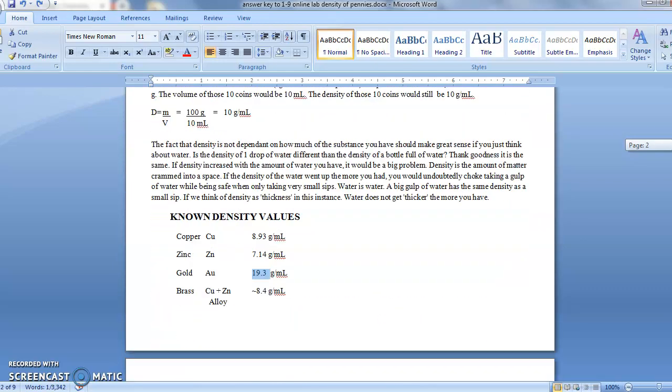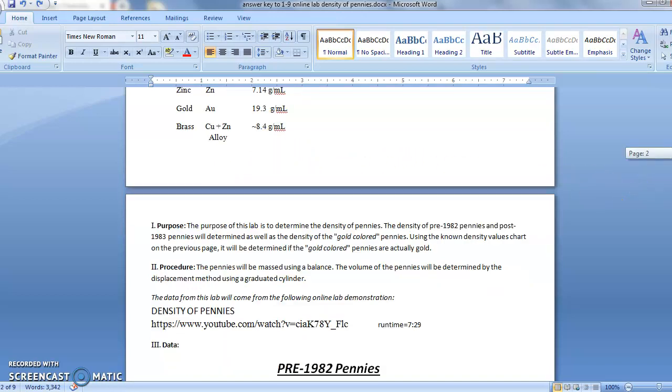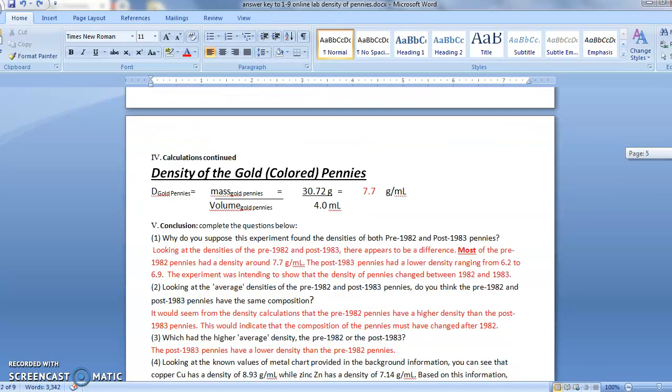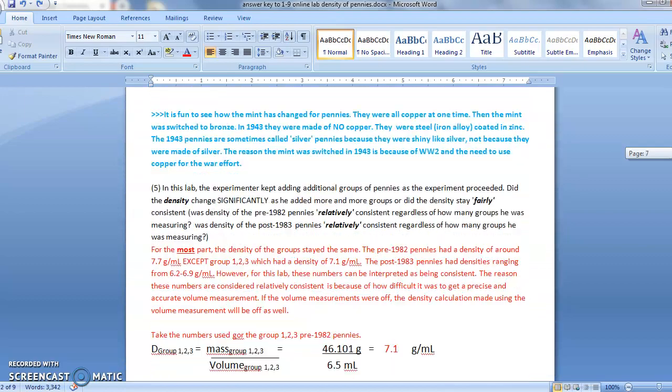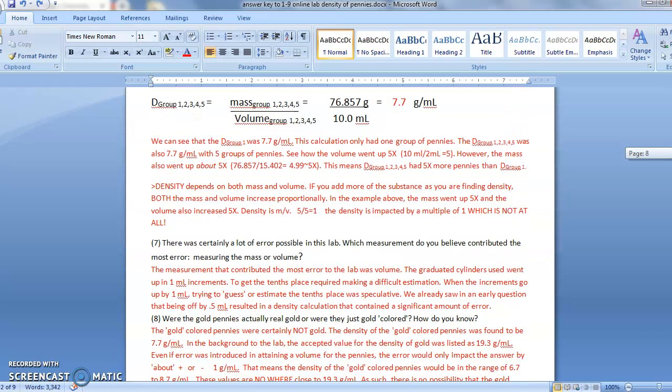Now, if the density of those pennies was somewhere around 19, maybe up to 19.8, then we would really wonder, are they gold? Because 19 in this lab would have been very close to 19.3, considering volume difficulty readings. 19.8, very close to 19.3, considering you would have difficulty reading the volume differences. So we can conclude that there is no way that those pennies had a remote chance of being actual gold. There is no way.